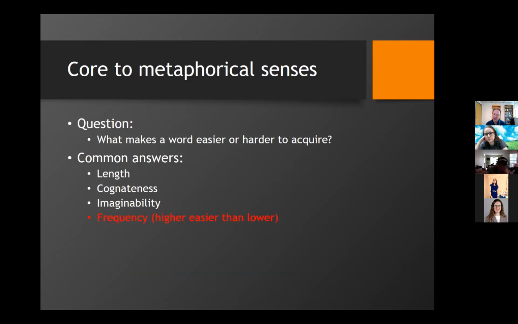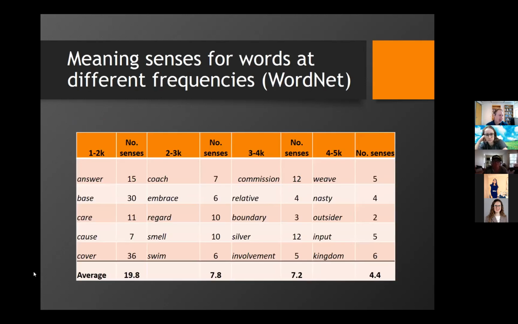But I would like to propose sort of an alternate answer, which is that it depends a little bit on your definition of acquisition and how you're looking at word acquisition. And what I'd like to do is show you a slide of words of different levels of frequency. What I did was I took a corpus and I randomly chose words, English words in the 1 to 2K range. So the first 2,000 most frequent words of English, 2 to 3, 3 to 4, and 4 to 5. And then I went to WordNet, which is an online lexical database developed by Princeton University. And I said, okay, how many different meaning senses, how polysemous are these words of these different categories?